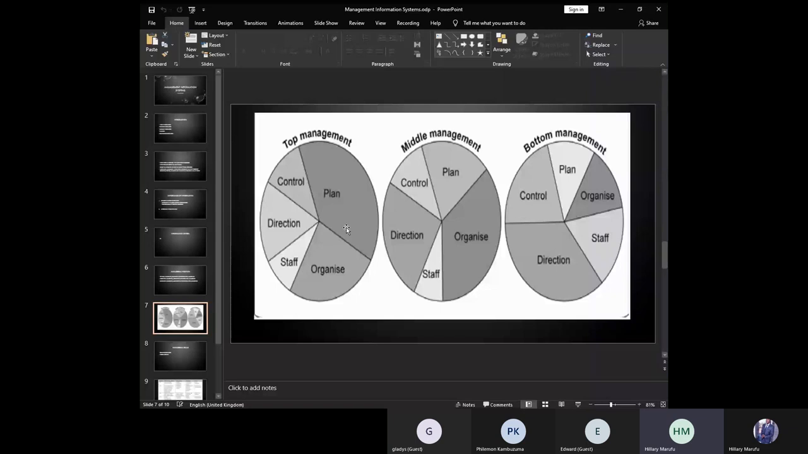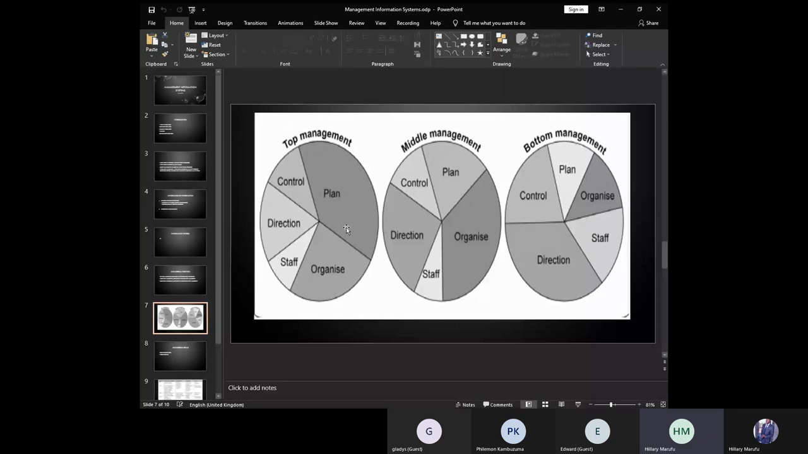They mainly deal with external forces. If the economy is bad, like we're in, they need to make decisions to curb that. The employees, all the employees, don't need to worry where they're going to get their salary. But the top management are the ones that are going to worry on how they're going to give you your salaries, if they're going to increment, whatever decision that affects everyone at the bottom is done by the top management. This is the strategic layer.